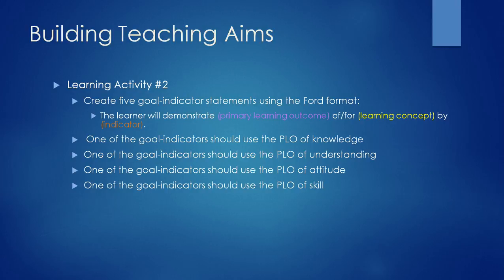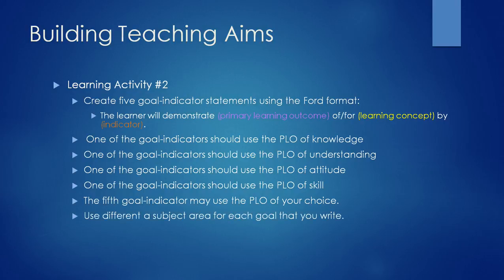Or actually, this is the fourth one. One of the goal indicators should use the primary learning outcome of skill, which we just did. The learner will demonstrate the ability to play the piano, will demonstrate skill in juggling, whatever. And then you're going to create an indicator which will be able to test that. The fifth goal indicator may use the primary learning outcome of your choice. So you could choose one of those four for the fifth one.